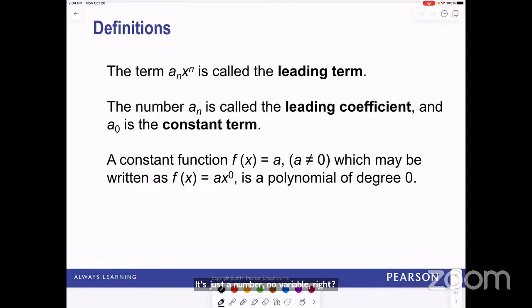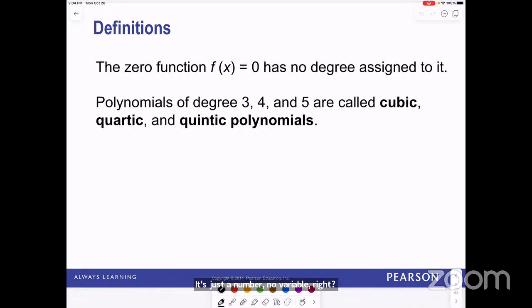And then we also have this notion of a zero function, right? So if we have f of x equal to 0, we say that this has no degree assigned to it. And we say this because it can be written in an infinite number of ways. Like if f of x equals 0, that's the same as 0 times x squared, and that's the same as 0 times x to the 100, right? Because 0 times anything collapses to 0. So whenever we have f of x equal to 0, we say that it has no degree assigned to it. Okay. Polynomials of degree 3, 4, and 5 are called cubic, quartic, and quintic polynomials.